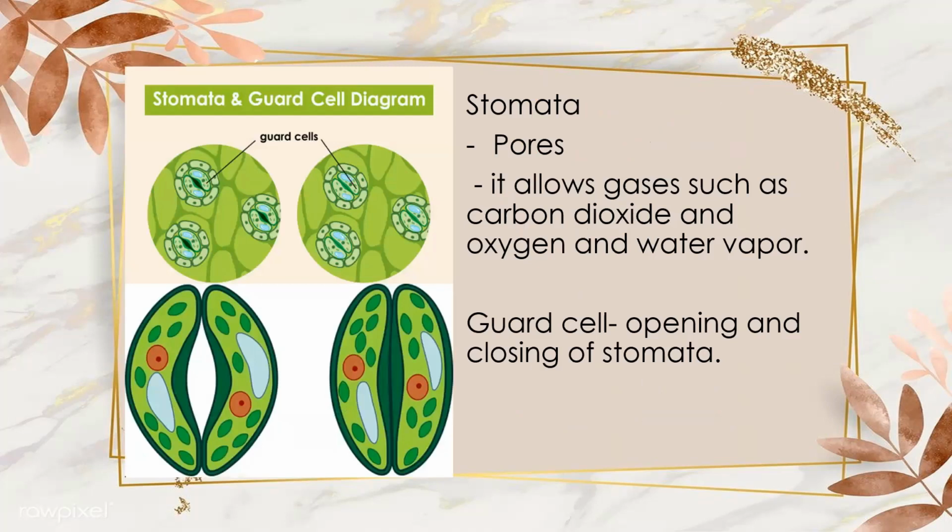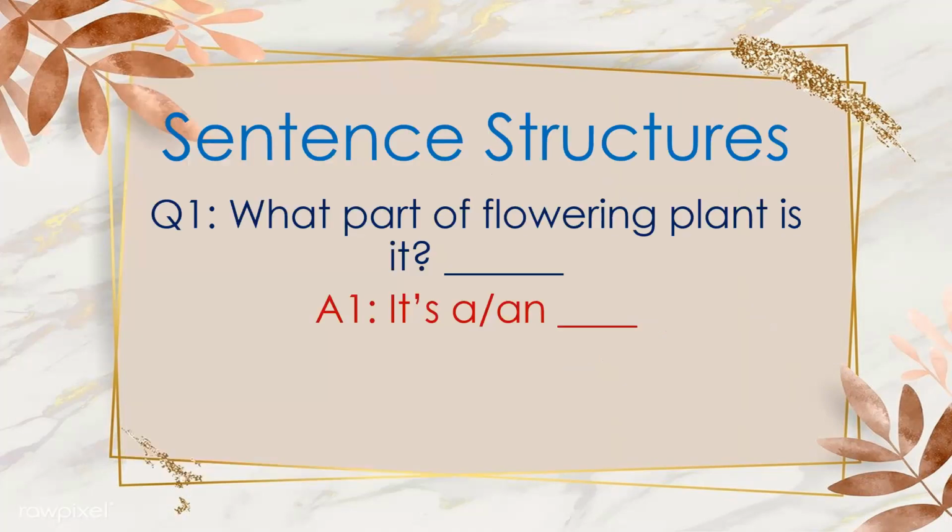Okay, so look at the picture. We have here stomata. The stomata are the pores, okay? So they allow gases such as carbon dioxide, oxygen, and water vapor. So look at the picture. Guard cells open and close the stomata, okay? So here you can see the guard cells. In the second picture, the left side is the open stomata, and the right side is closed stomata.